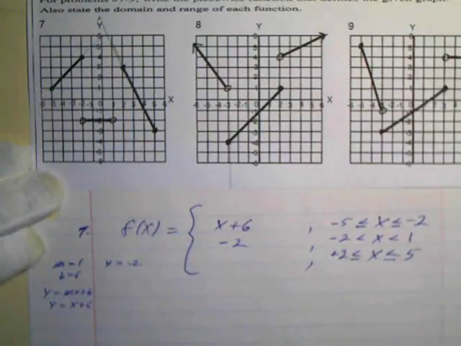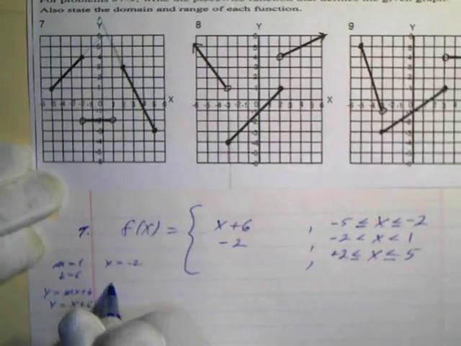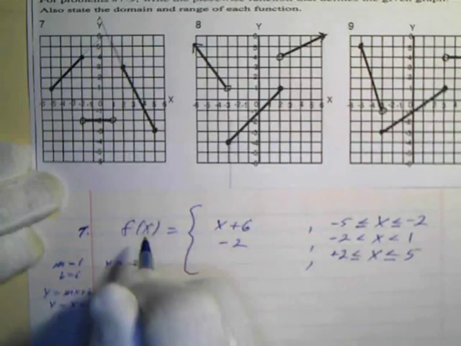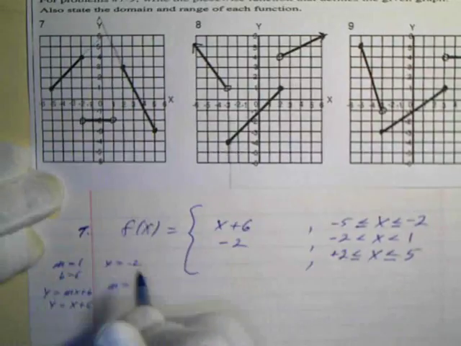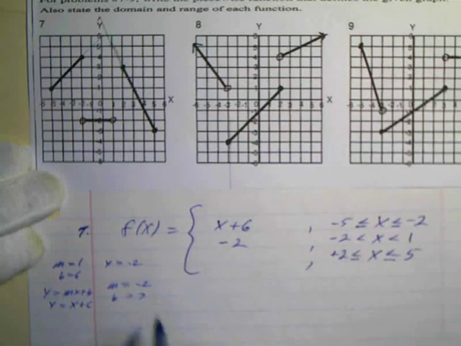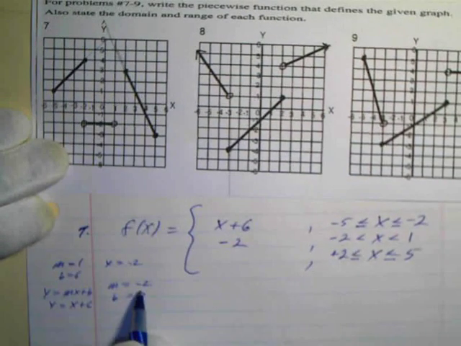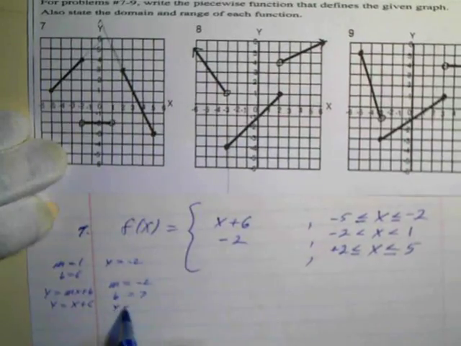So it looks like my b will be 7. My m will be equal to down 2 over 1, -2. And it looks like my b will be 7. That's my intercept. So my slope is going down 2 over 1, so -2 over 1. And it looks like my intercept will be 7, so I can figure that out. So it's going to be y equals -2x plus 7. That's my last branch.